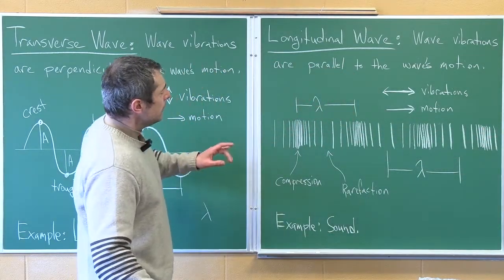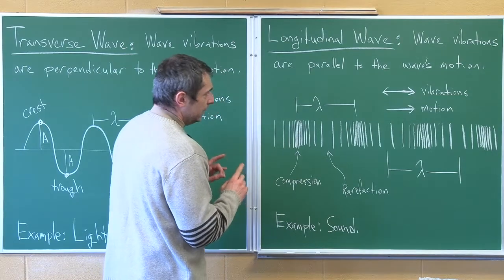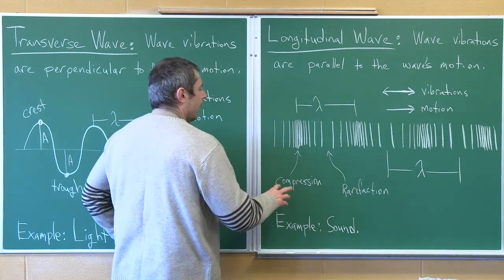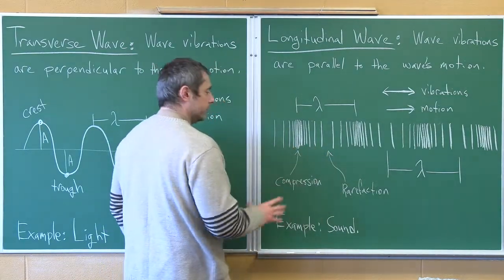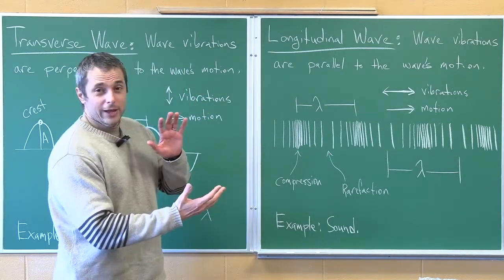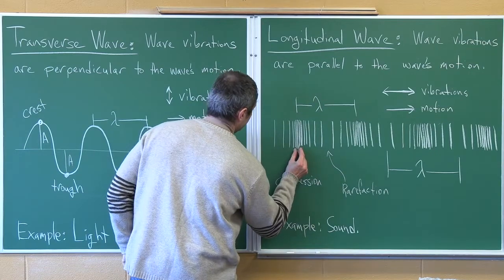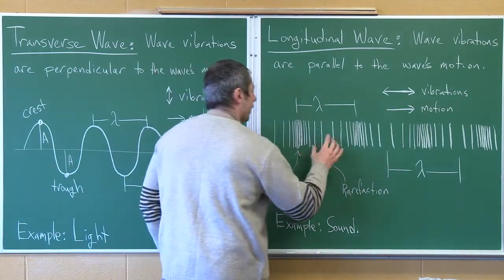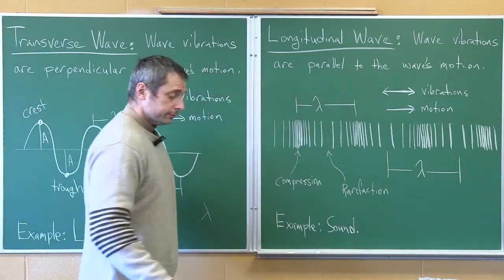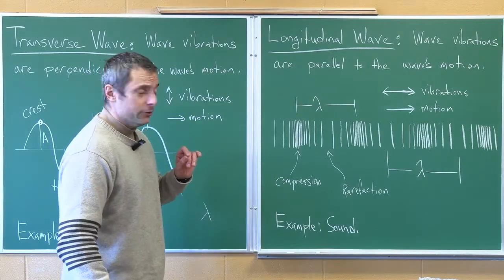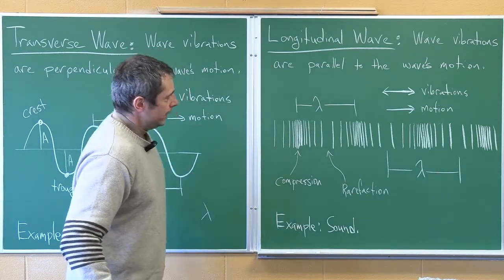So the parts of a longitudinal wave are compressions and rarefactions. Compression kind of makes sense when air gets compressed, you know, it gets squeezed. So where the spring coils are squeezed together, compression. The part where they're the most stretched out, we don't call a trough, we call a rarefaction for a longitudinal wave.